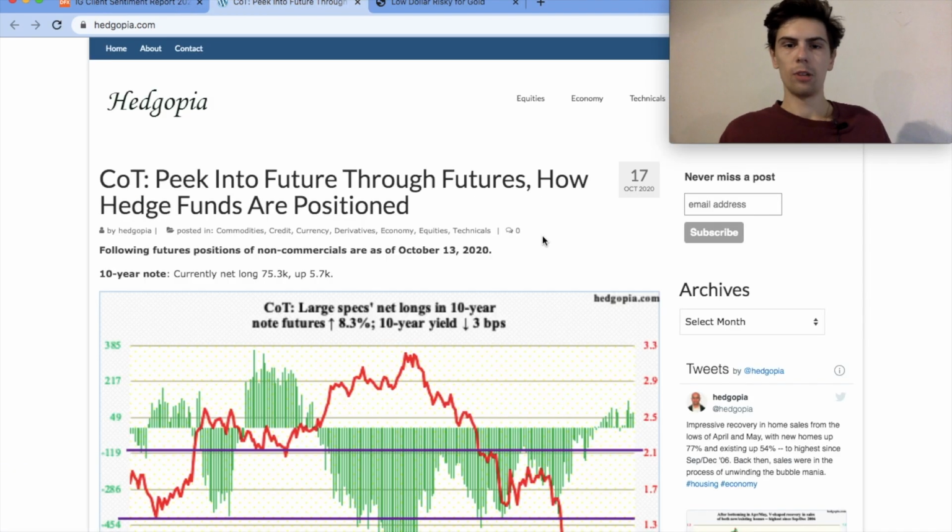Okay, so now we can take a look at some other information, and this website is hedgeopia.com, and this takes a look at hedge funds and what they're doing in the stock market. This is a great resource, and so again, I'll put the link down below. And the interesting thing that I saw is how hedge funds are positioned on bonds. So we can take a look.